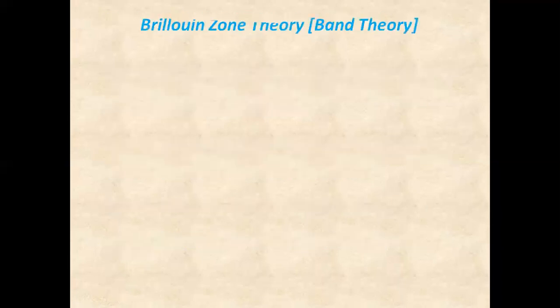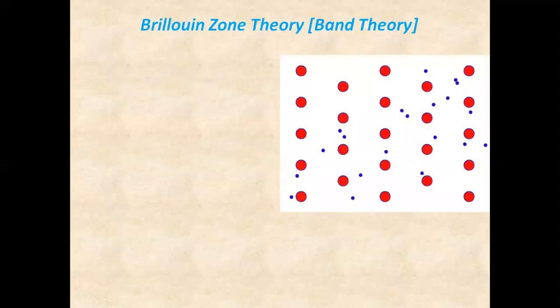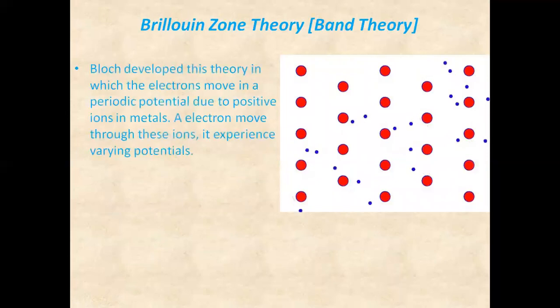Now coming to the Brillouin zone theory, or simply called band theory. Previously the quantum free electron theory was unable to explain the classification of metals. This band theory successfully explains the band classification of solids. This band theory was developed by Bloch, in which the electrons move in a periodic potential due to positive ions in metals.